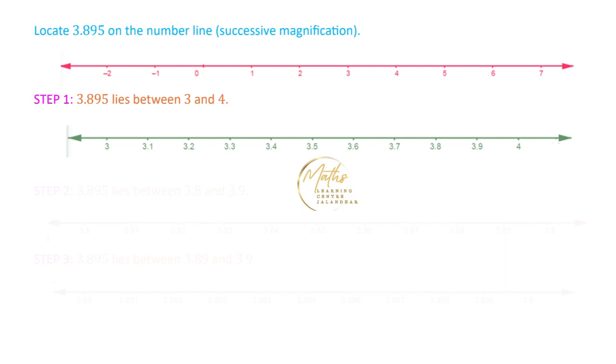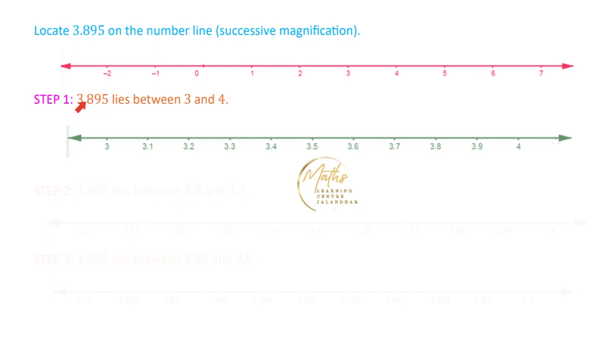We have magnified this portion. This point 3 is over here, and this point 4 is over here. We have divided this portion between 3 and 4 in 10 parts. Now look at this number, it is 3.895. Look at the first part: 3 units we have already moved, 1, 2, 3 units. We are talking about this portion between 3 and 4 now, divided in 10 parts.